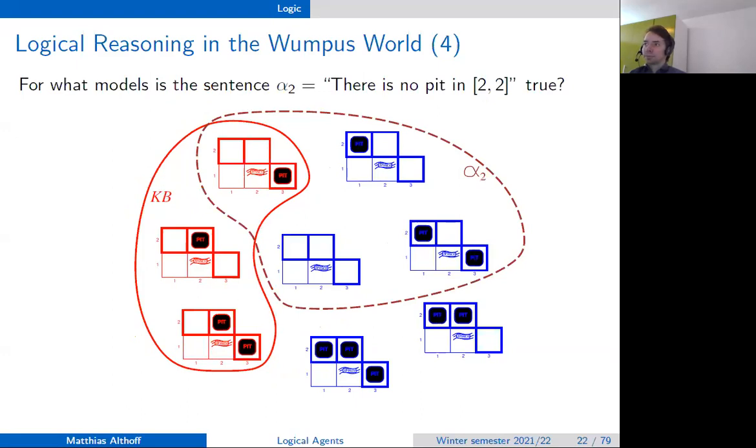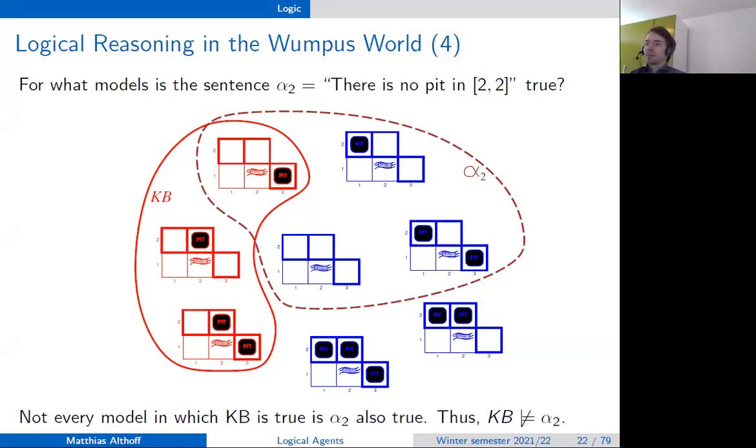Okay. If we have another sentence like there is no pit in 2-2, so this is 2-2, this is true in these models, then you can see that the models for which alpha 2 is true are not a superset of the knowledge base. And because of that, the knowledge base does not entail that alpha 2 is true. So this is a statement that we could not prove.